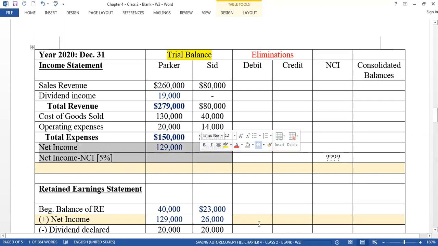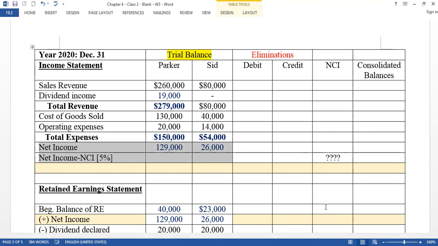Consider this cell, okay? Net income parent company $129,000, subsidiary company $26,000. So what should be the net income for NCI? Can you guess this number? Anyone can guess this number? What should be the net income for NCI? 1,300. Yes, very good. 1,300.